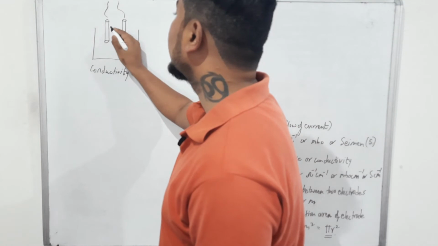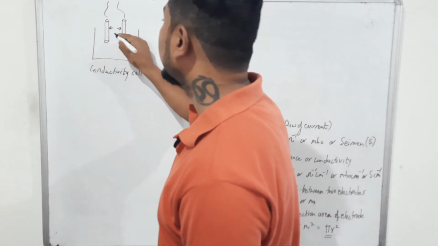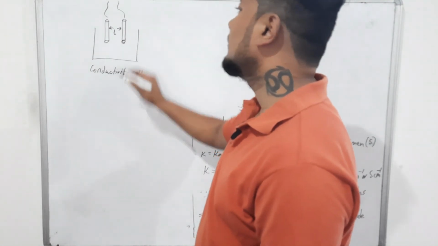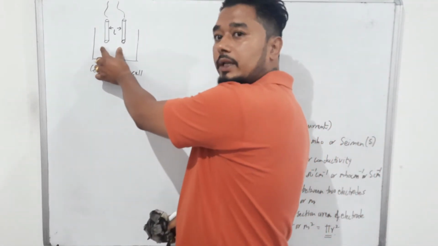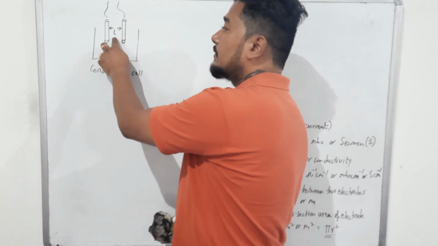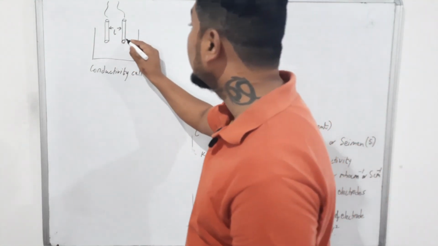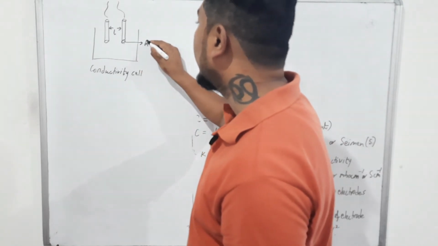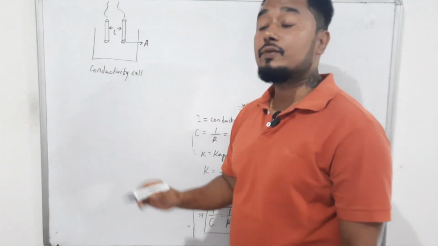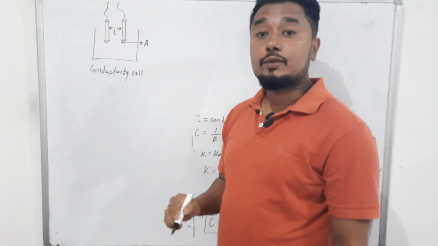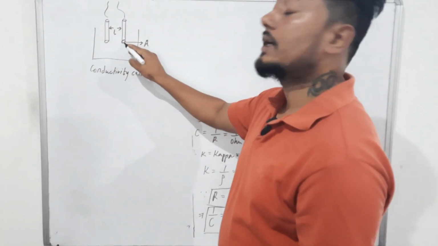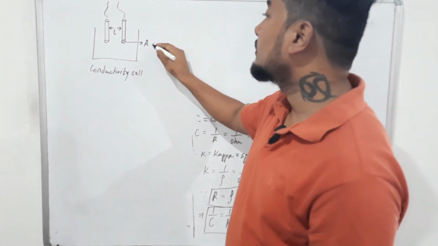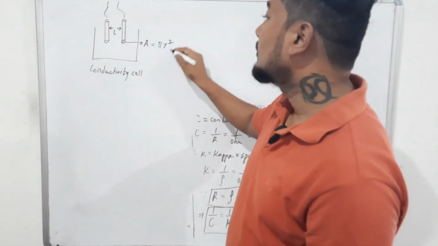This distance between the two electrodes is called L in chemistry. So what does this L mean? Distance between the two electrodes. And this circular base is called cross section area, that is A in chemistry. So in chemistry, L means distance between the two electrodes, and A means cross section area of the electrode, and since it is a circular base, the formula will be pi r square.